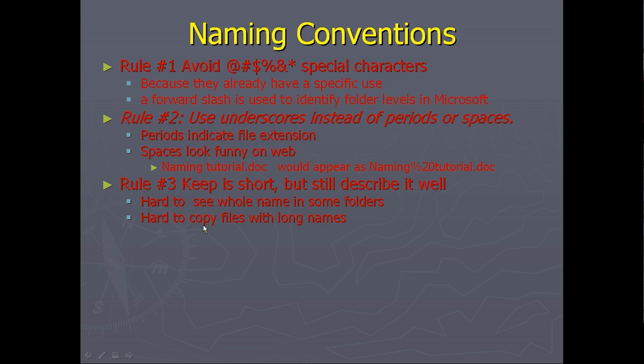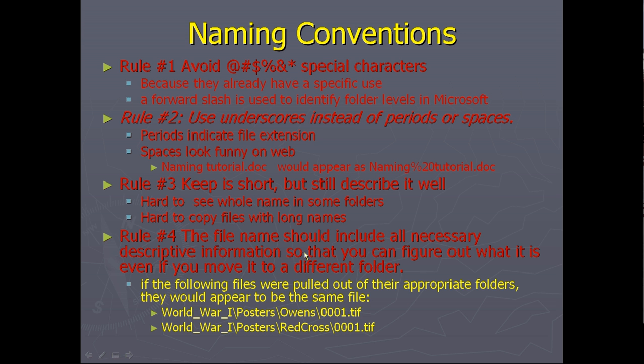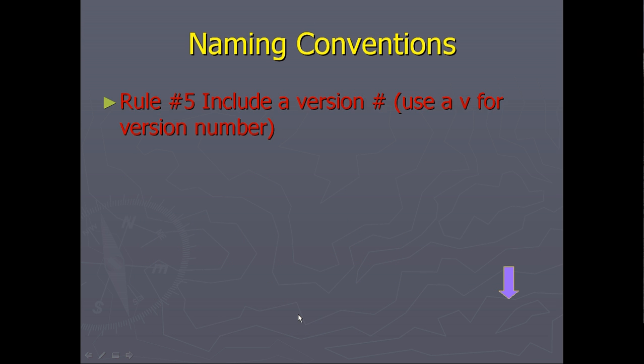Okay. Rule number 4. The file name should include all necessary descriptive information so that you can figure out what it is even if you move it to a different folder. So for example, you have this folder called World War I, you have one called Posters, and another folder called Owens, right? And you have 001 TIF. Well, with that name, you don't know that it's for Owens, you don't know it's a poster, you don't know anything about it. And if that file somehow got put out of the folder, well, there's no information telling you what that file is. So this person is relying on their folders to tell them what it is. That's not good.